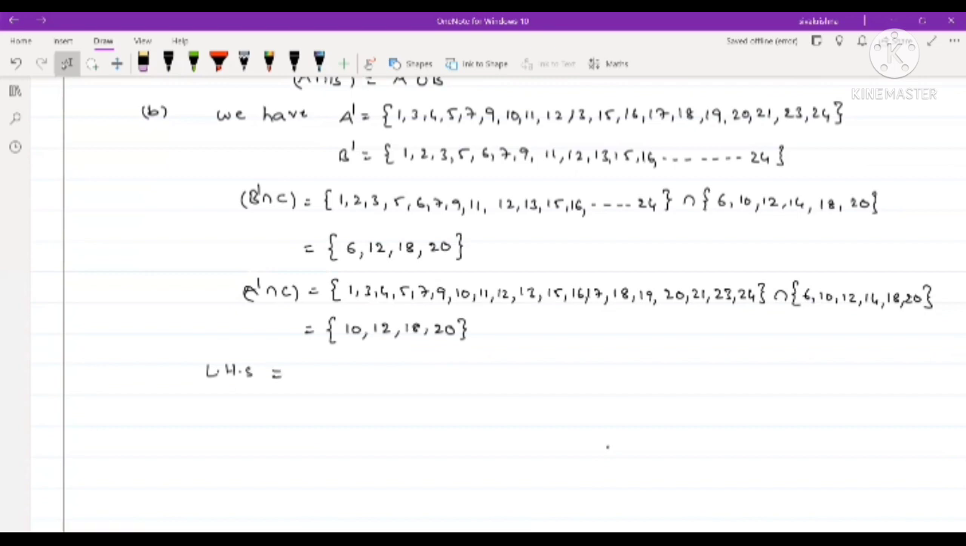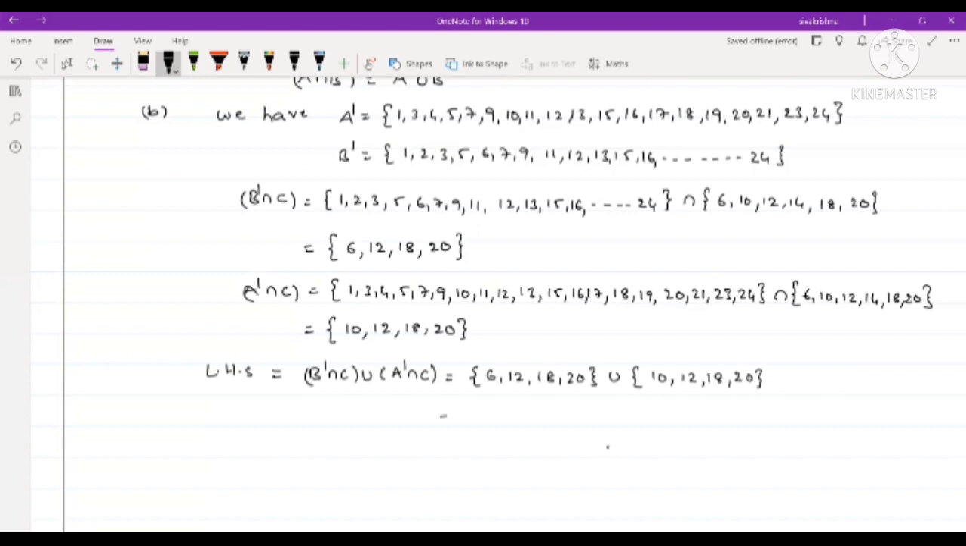The LHS value is nothing but B dash intersection C union A dash intersection C. So we have to find this particular value. This is equal to: the value of B dash intersection C is 6, 12, 18, 20, union the value of A dash intersection C is 10, 12, 18, 20.